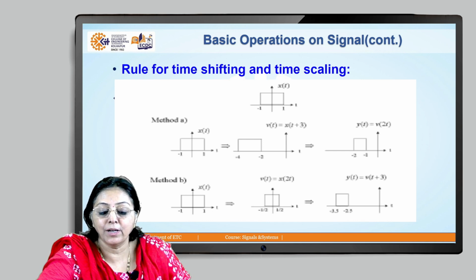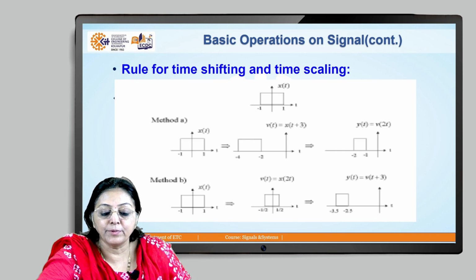Time scaling means expansion and compression. So if you go to y of t, that is y of 2t, it means whatever y of t we find after the shifting. If you want to shift, y of 2t means compress the signal by 2. Then just observe the next signal, that is the last signal, x of t.